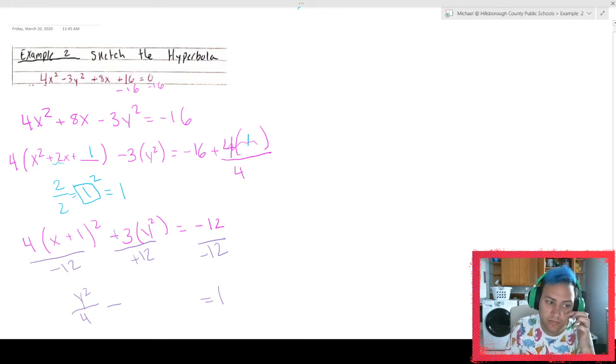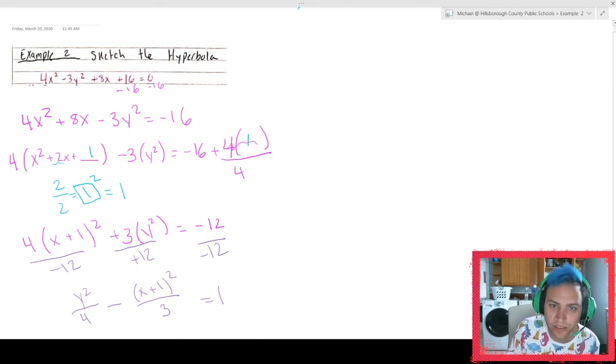Over here, this is going to be 4 over negative 12, so that's going to become my new negative. Well, 4 over 12, I'm going to keep my x plus 1 squared on top. 4 over 12 simplifies to 1 over 3. So I end up with minus x plus 1 squared over 3. So there is my equation now.